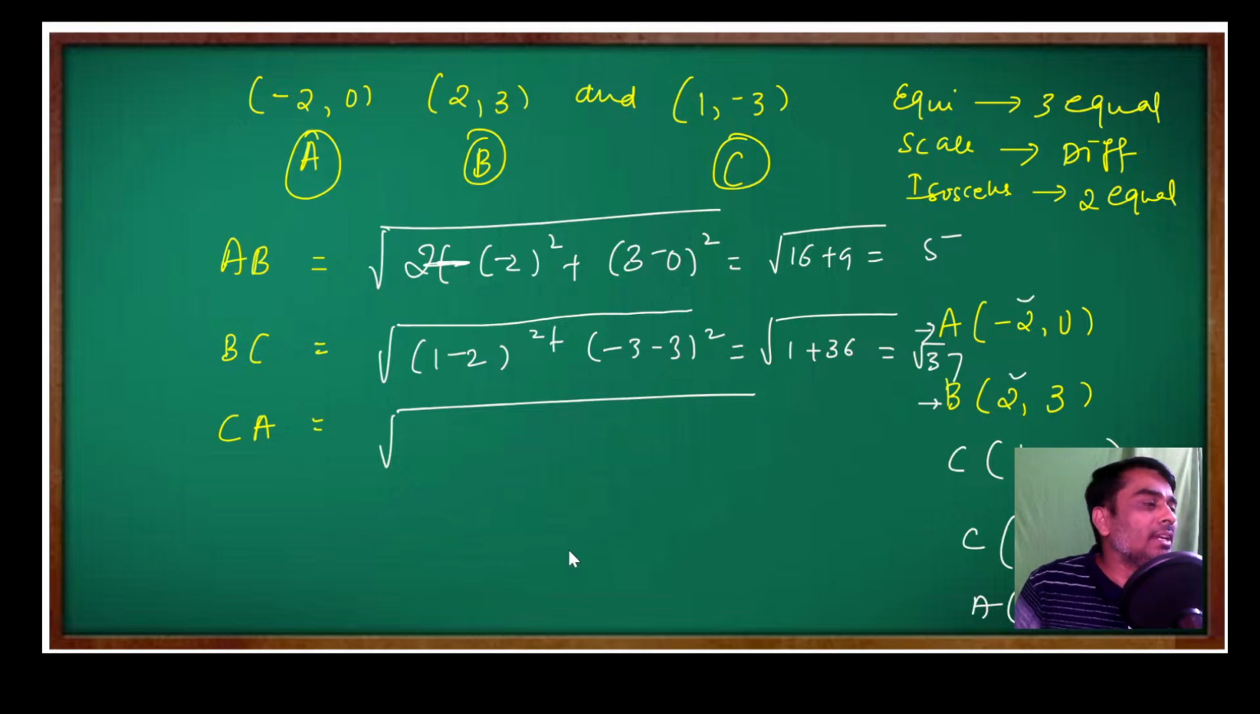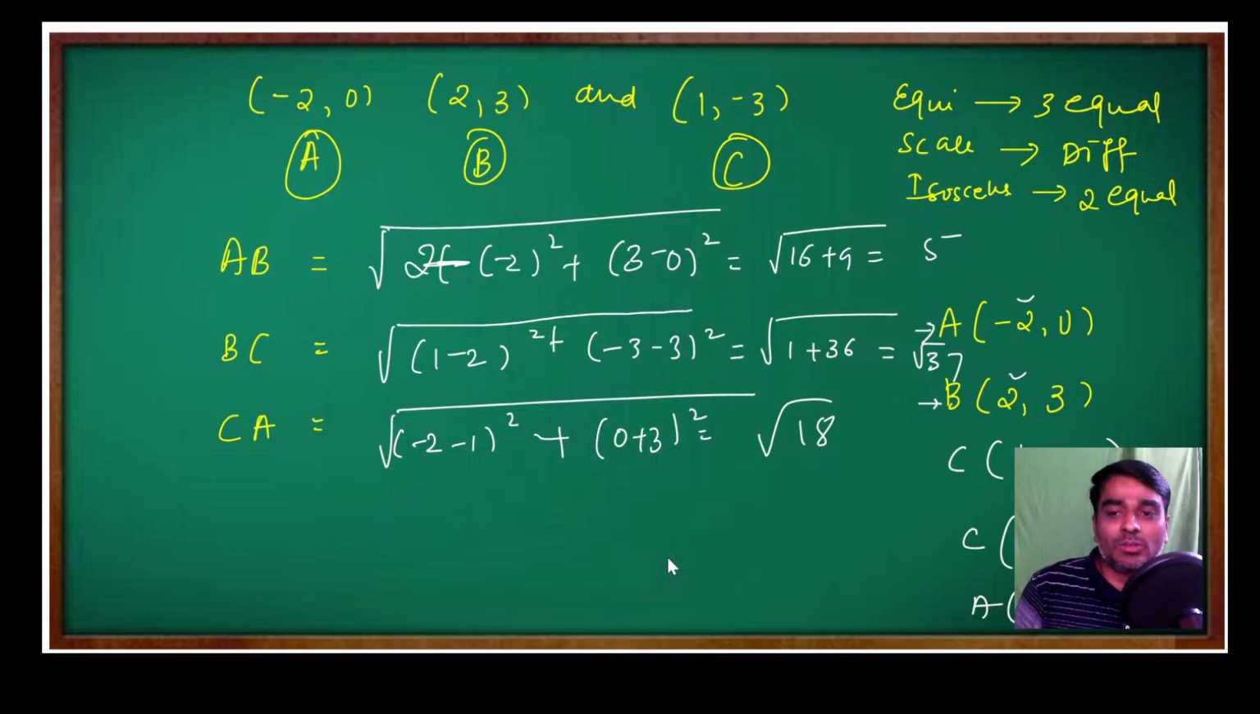It's a scalene triangle. Correct. All the 3 answers will come different. So minus 2 minus 1 whole square plus 0 plus 3 whole square, so root 18. Scalene triangle. Yes. Scalene triangle.